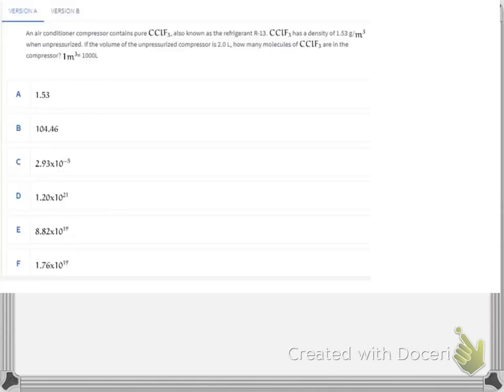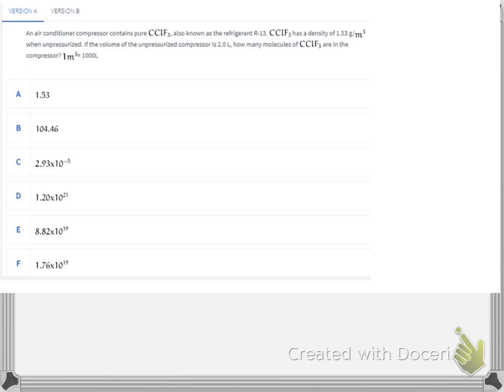Okay, so here's a question from the homework. We had a lot of questions in the office hour about it, so let's go through it. Your question might not be exactly the same, but it's more or less the same way to do it. The question asks, you have a density of 1.53 grams per meters cubed, which is a volume, and they want to know how many molecules there are in 2 liters. And then they give us a conversion of meters cubed into liters.